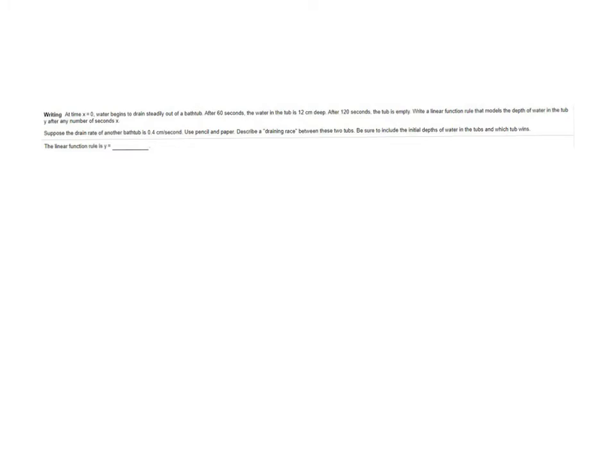All right, if we look at the next one here, writing: at time x equals 0, water begins to drain steadily out of a bathtub. After 60 seconds, the tub is 12 centimeters deep. After 120 seconds, it's empty. We want to write a linear function rule that models the depth of the water y, and the number of seconds x. Okay, so that's our first step there.